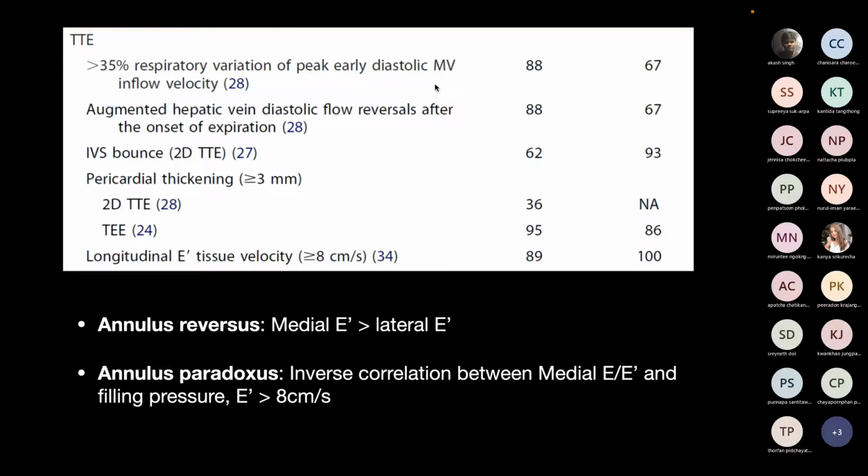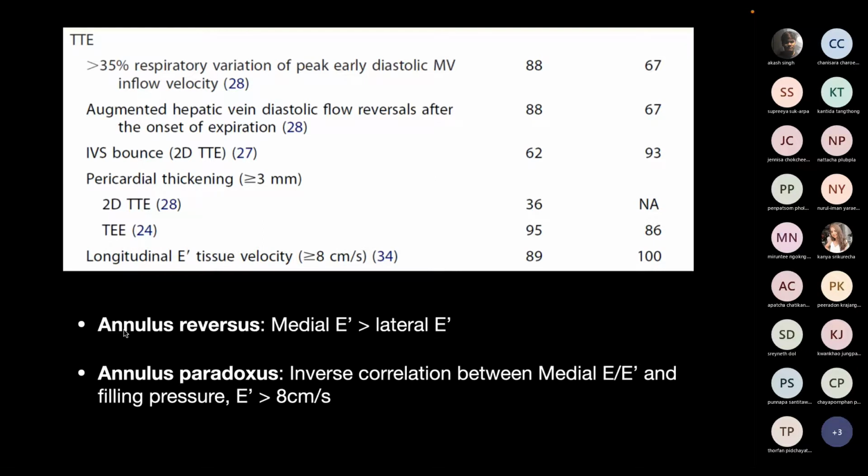So these are the sensitivity and specificity of these signs. If you find over 35% respiratory variation of peak diastolic MV inflow velocity, then it's quite sensitive to pick up that this patient has constrictive pericarditis, or if there's a hepatic vein diastolic flow reversal. Septal bouncing is easier to find, but it's not as sensitive or specific for the patient. And again, thickening is not very sensitive at all because anything can cause it, right?